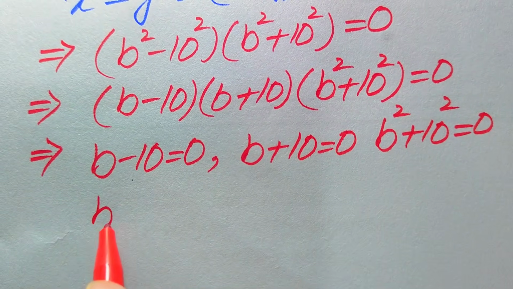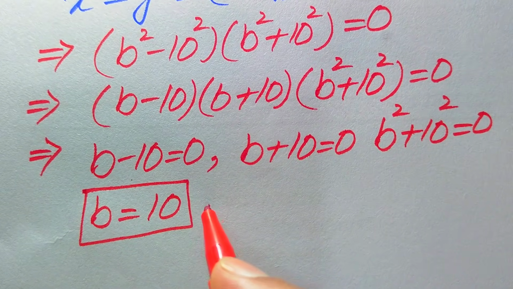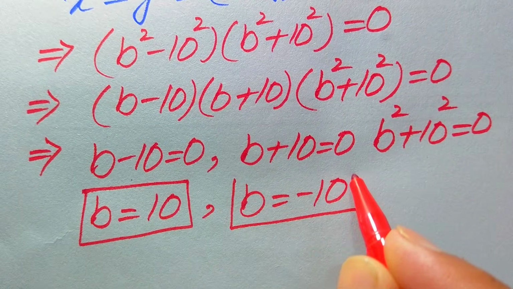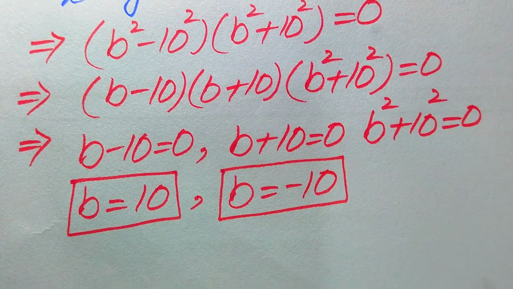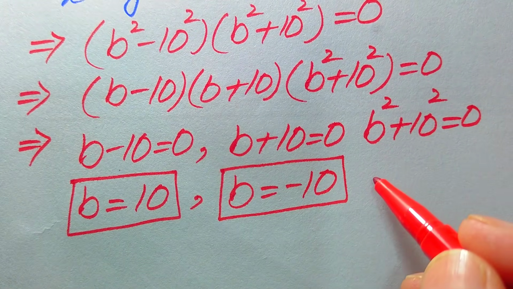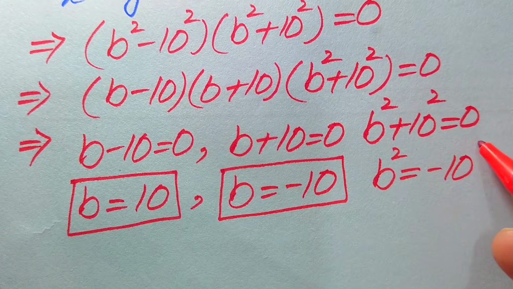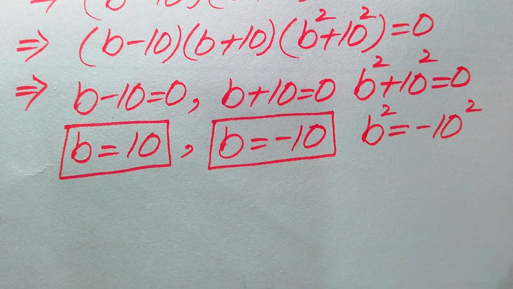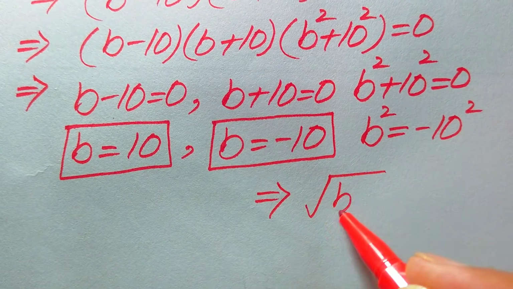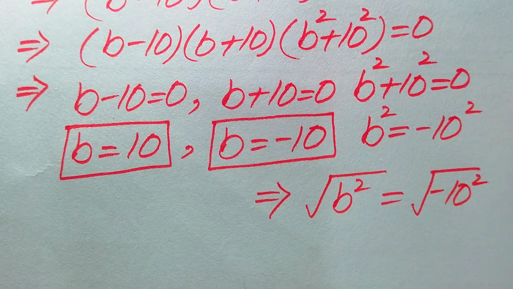From here we move the term minus 10 to the right hand side, and we get b equals plus 10, and from here we move plus 10 to the right hand side, and we get b equals minus 10. So in order to get the other roots we need to solve this equation. Here we move 10 square to the right hand side, and we get b square equals minus 10 square. Now in the next step we take the square root on both sides.